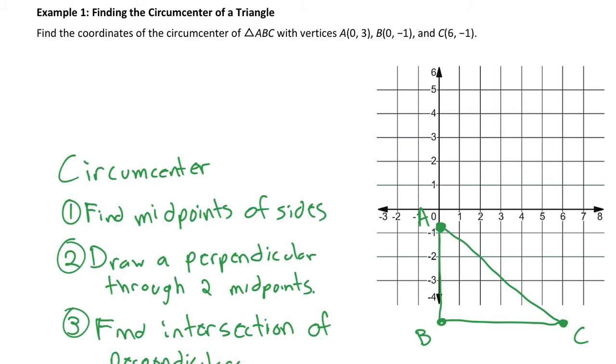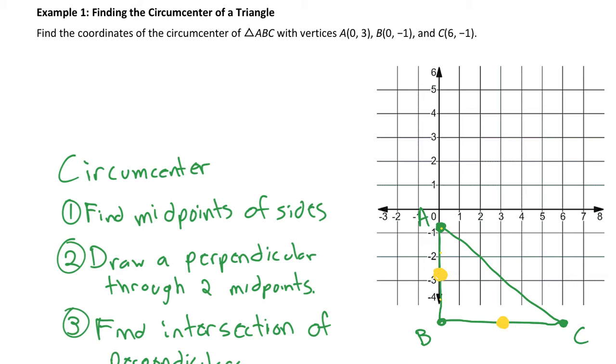So first I'm going to find the midpoint of AB. And if I look at AB, it is 1, 2, 3, 4 units long. So its midpoint is going to fall 2 units between A and B. So its midpoint is right here. Okay, that's the midpoint of AB. That's the easiest one to find because it's a vertical line. I can just count the boxes, or I can count the units. For BC, it is 6 units long, so its midpoint is 3 units to the middle. So that's easy enough to find those midpoints.